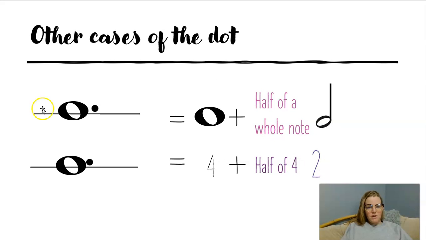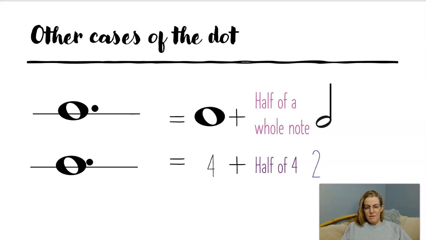And for larger ones, we can also see that. So our whole note here, which is worth 4 beats, the dot is adding half the value that's already there. So half the value of 4 is 2. So total we would have 6 beats. You can also, again, think of it as adding the next smallest duration. So a half note is added to a whole note to equal 6 total beats.